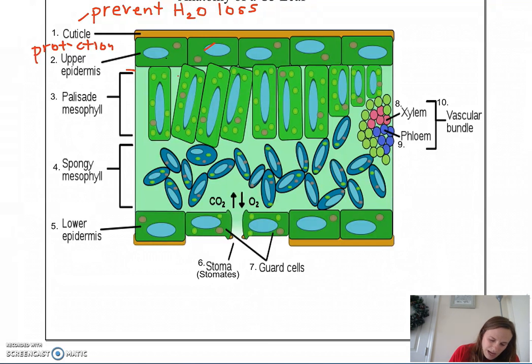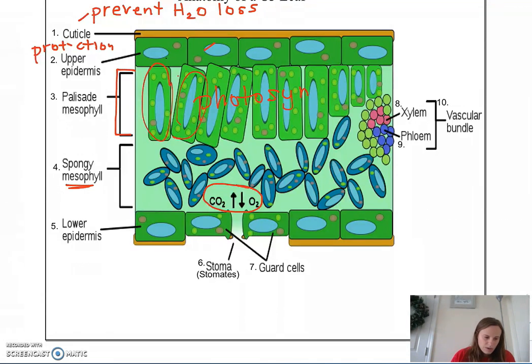Then you've got this palisade mesophyll layer. You can see that it contains the most chloroplasts. So this is where the most amount of photosynthesis is going to occur. Next, you have the spongy mesophyll. Do you notice how there are spaces in the spongy mesophyll? So this allows for the circulation of gases, circulation of carbon dioxide and oxygen.